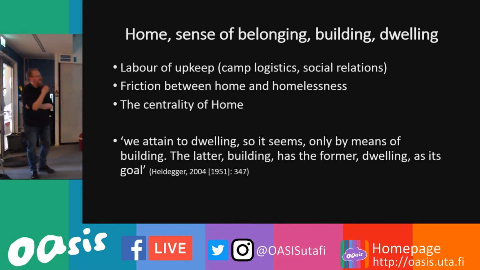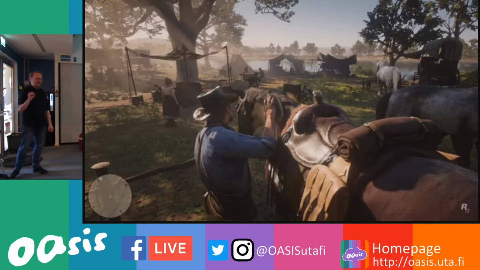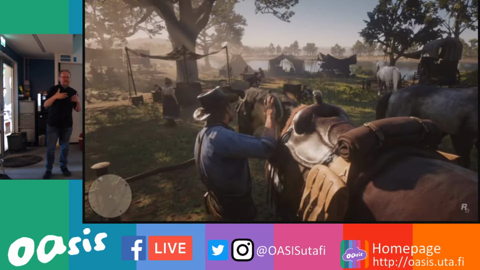So one of the striking things there, for both me and Wes, was that the concept of home, the sense of belonging, was extremely strong, and that it structured the game experience in a strong way. And here, if you don't know the game, much of the action happens with the Van der Linde gang that you are part of, and they are on the run from both a rival gang and law enforcement.